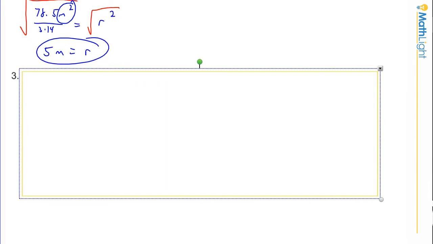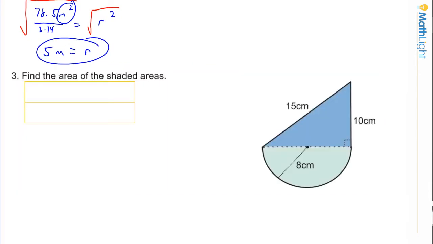Okay, how about this problem? Find the area of the shaded areas. What in the world? Well, I've got really 2 shapes, right? And they together make up the shaded area. I've got a triangle. Isn't that clear? And I've got how much of a circle? Half of a circle, right? I've got a semicircle.